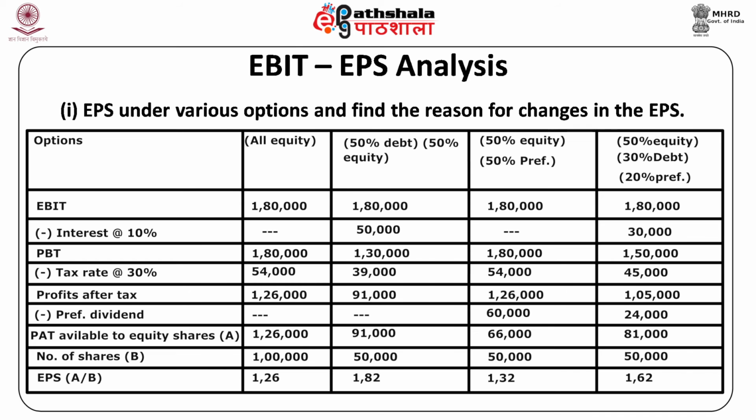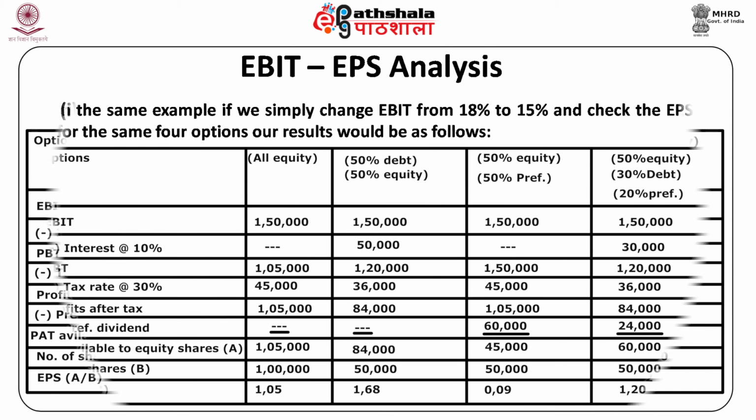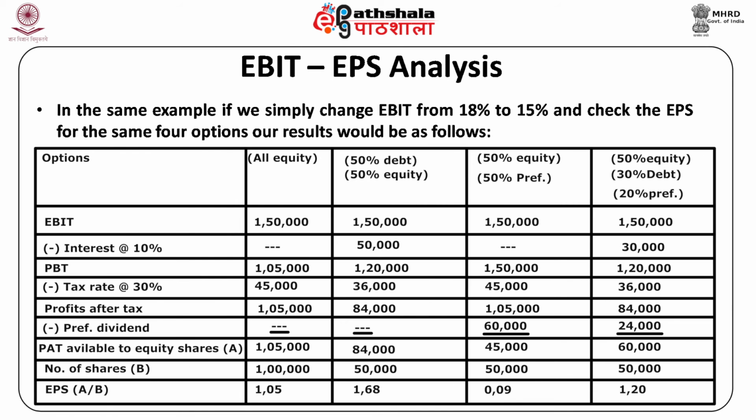Number of shares in each situation is given and we can calculate EPS, which in the four situations is 1.26, 1.82, 1.32, 1.62. In the same example, if we simply change EBIT from 18% to 15% and check the EPS for the same four options, our results would be as follows.